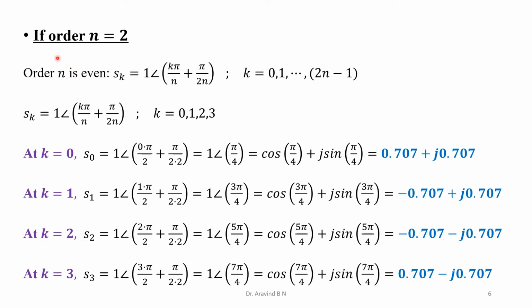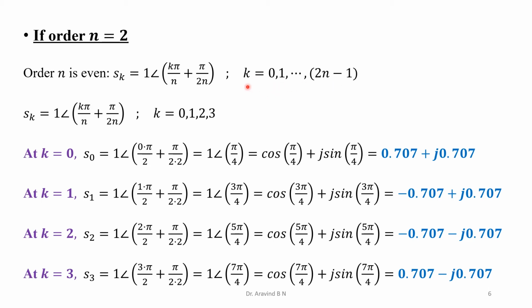Let us take for order 2. Now the value 2 is an even value. Therefore, to calculate for this, the formula is again going to be a little bit different. So for n even, we get s_k is equal to 1 at an angle of k pi by n plus pi divided by 2n, for all the values of k running from 0 to 2n minus 1.